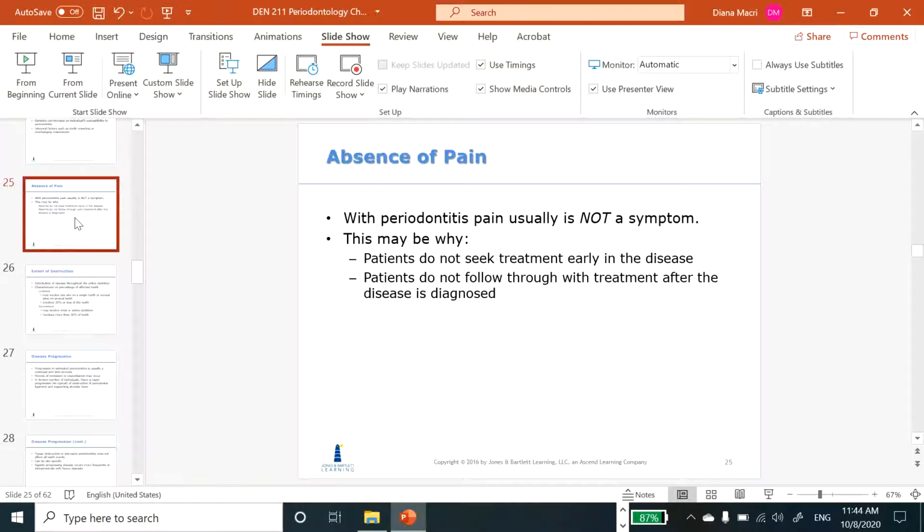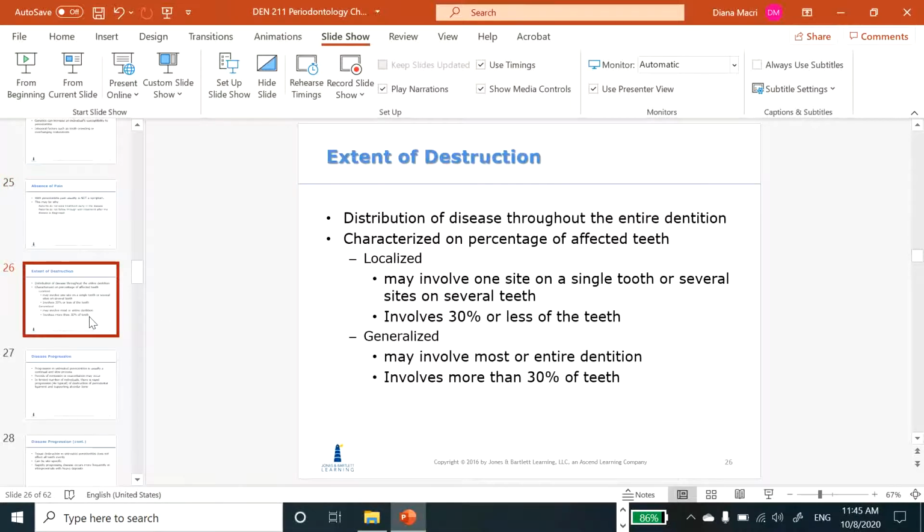And this issue of absence of pain is really something that makes our lives a little more challenging. Dealing with periodontitis becomes more challenging because our patients are not in pain, and so it's very difficult for them to perceive the severity of the disorder if they're not in pain. This is what this is saying: that people do not seek treatment early in the disease and also don't follow up with treatment because they don't have pain that's really motivating them.